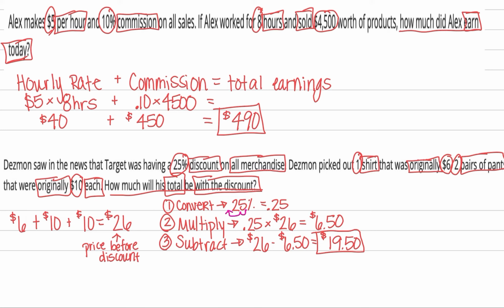Then I still have my normal steps. I convert that 25% to a decimal. Then I multiply 0.25 times 26, and I get $6.50 as my discount amount. Since it's a discount, my price is going to go down, so I subtract: $26 minus $6.50, and I get $19.50.